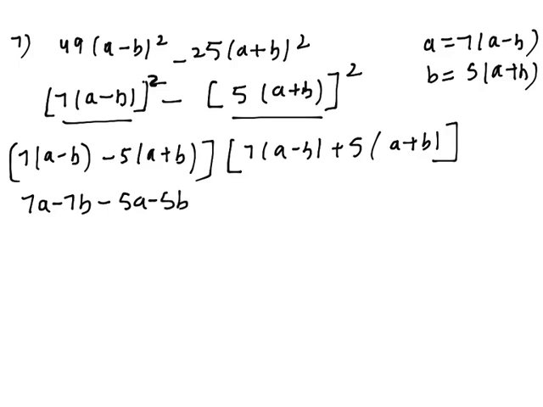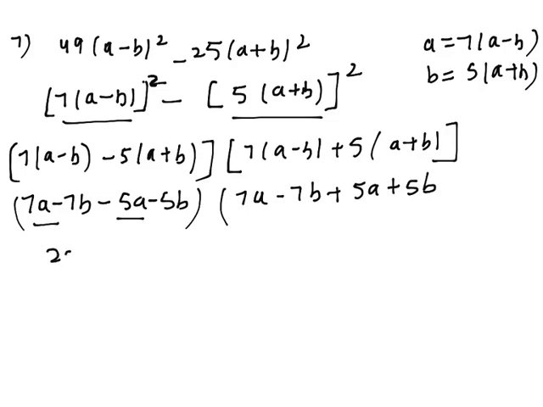So we will get negative 5a and negative 5b. And we will open this bracket also. We will get 7a minus 7b plus 5a plus 5b. Now we will collect the like terms.